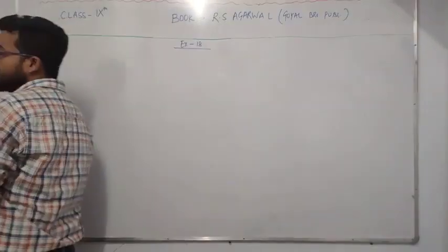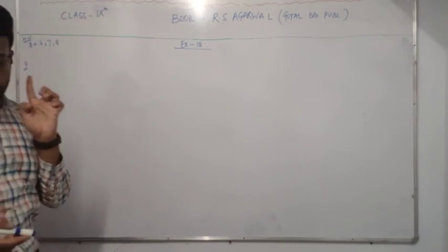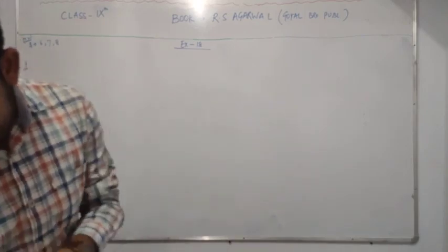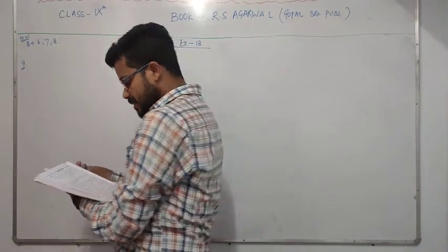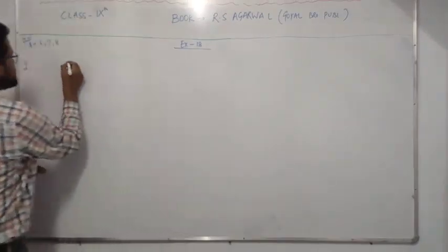be sorted out. Okay, now question number 9. What is question number 9? The circumference of a circle exceeds its diameter. Here this is the circle.